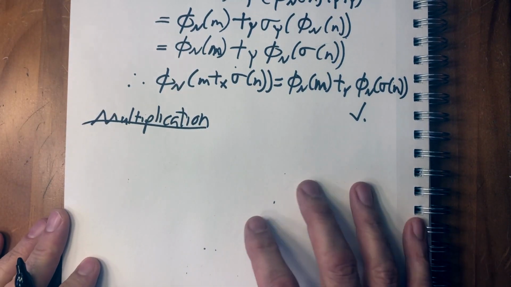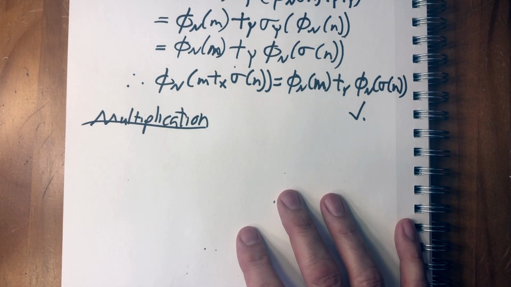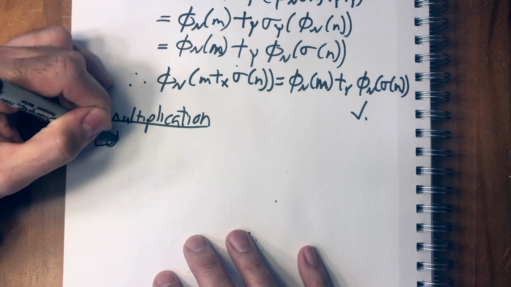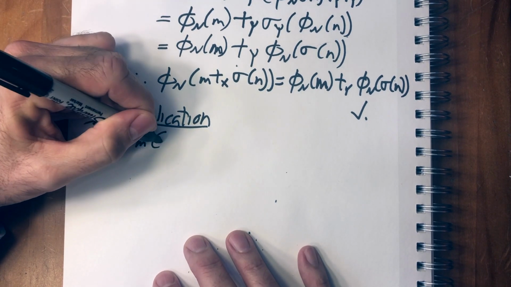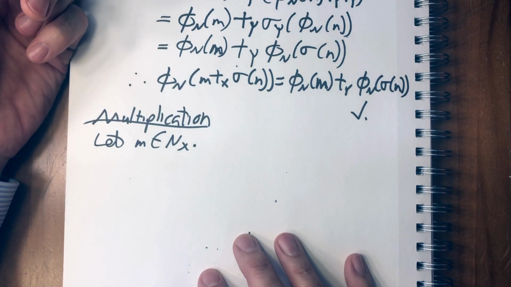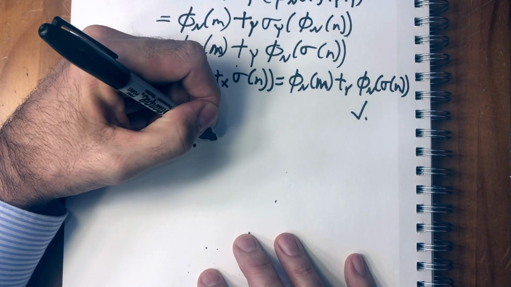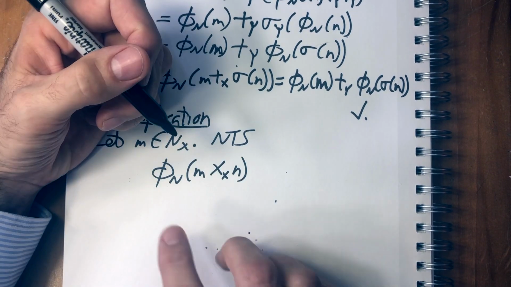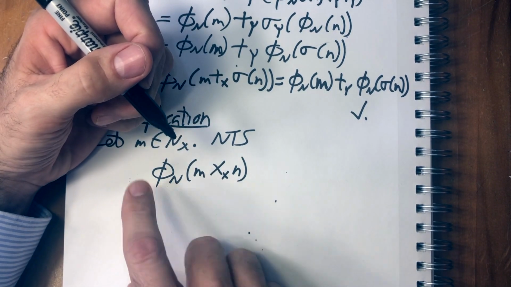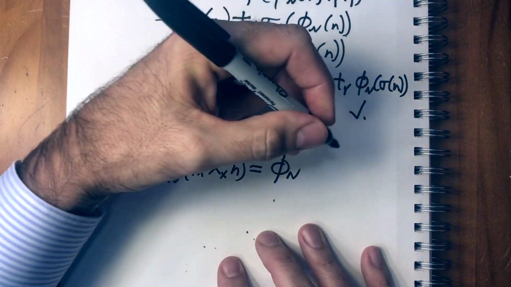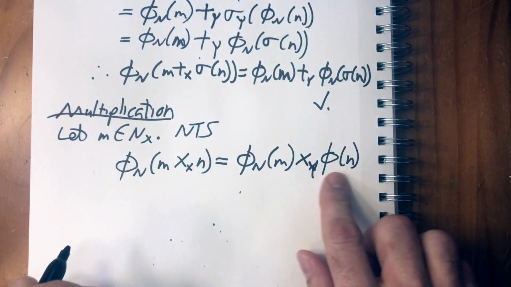So multiplication should be very similar to what we already did. So we're going to do it by induction again. Let m be an element of the naturals in x. So we're going to use induction to show that m times n in x, and then mapping it to y, equals mapping it first and then multiplying it in y.